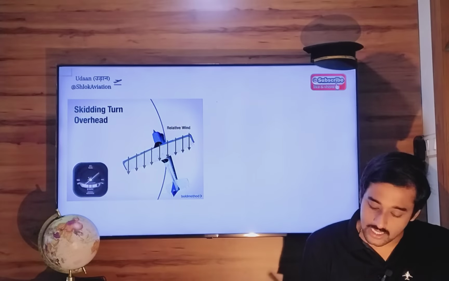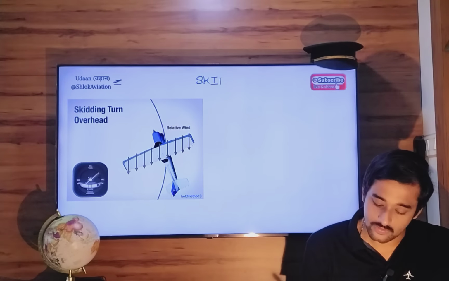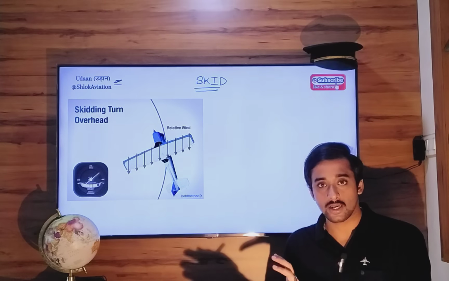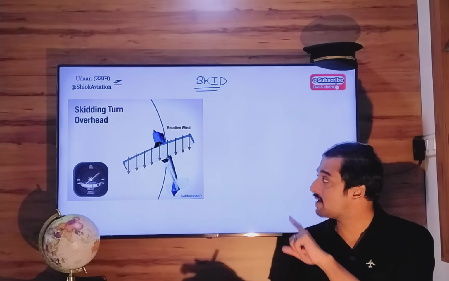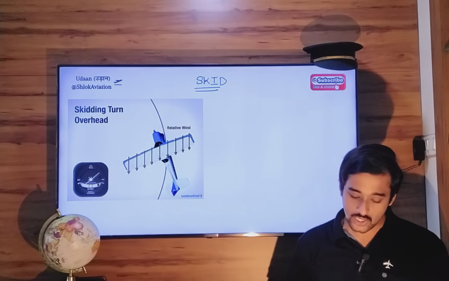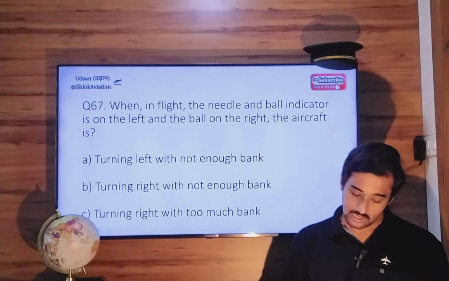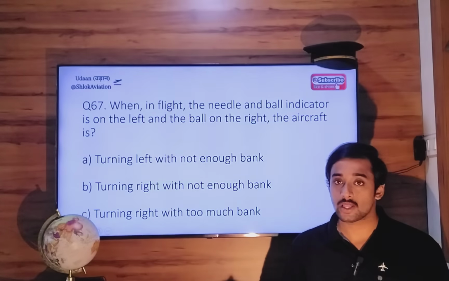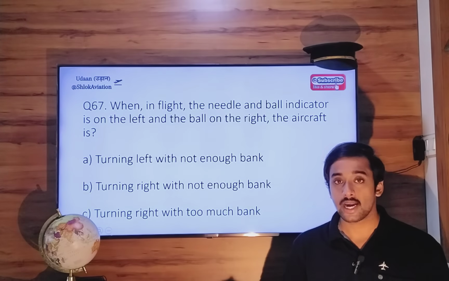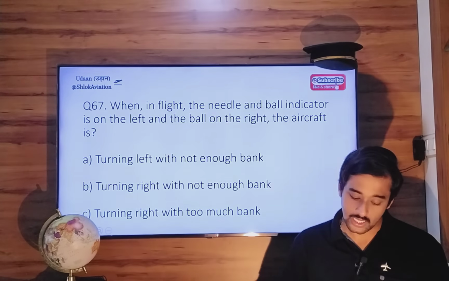So this indicates a skidding turn. That means when the ball gets thrown outside of the turn, it is called a skidding turn. You are making a left hand turn, but the ball has gone to the right hand side. So that is called a skidding turn. So that means turning left with not enough bank, turning right with not enough bank, turning right with too much bank. So you're turning left.